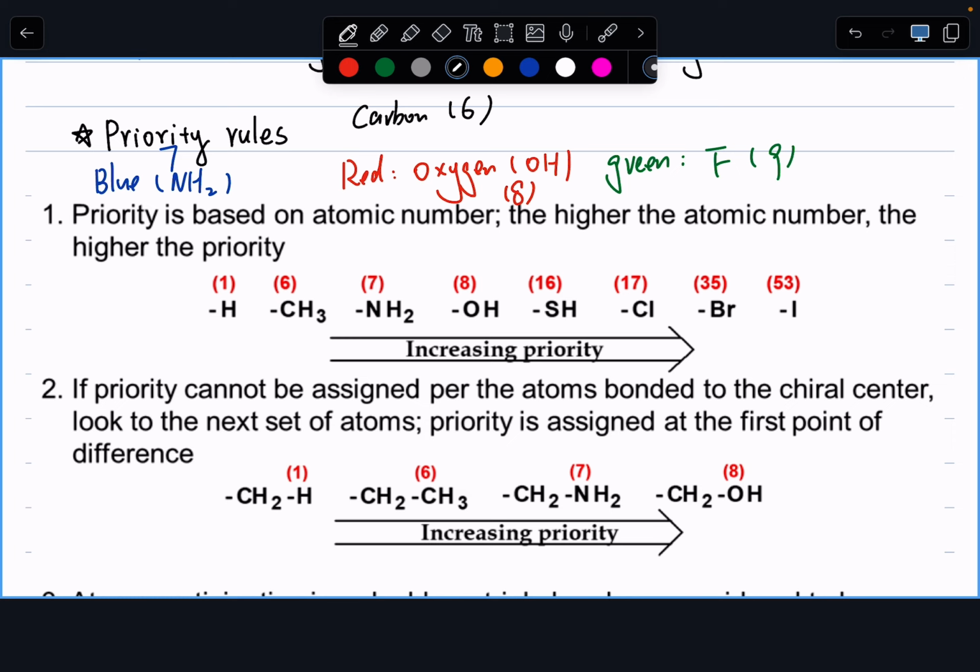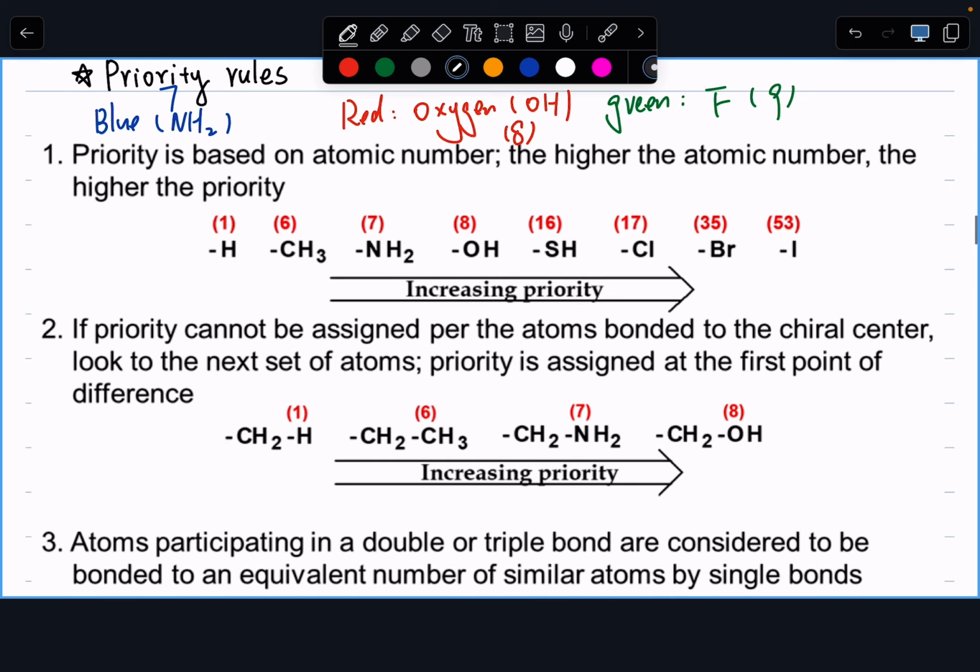What about the middle one? The middle one becomes more complicated. Now we look at the middle one. We have fluorine, so that one is for sure our highest priority. And then we start to count my second 2 carbons.